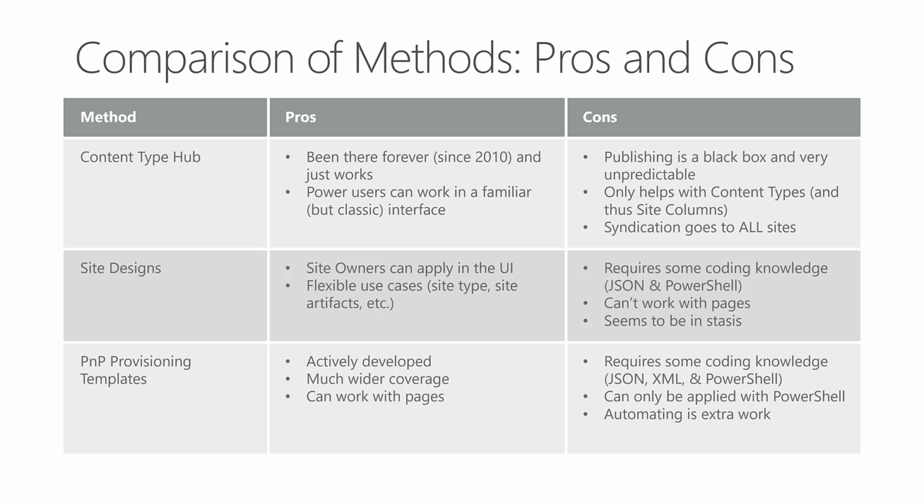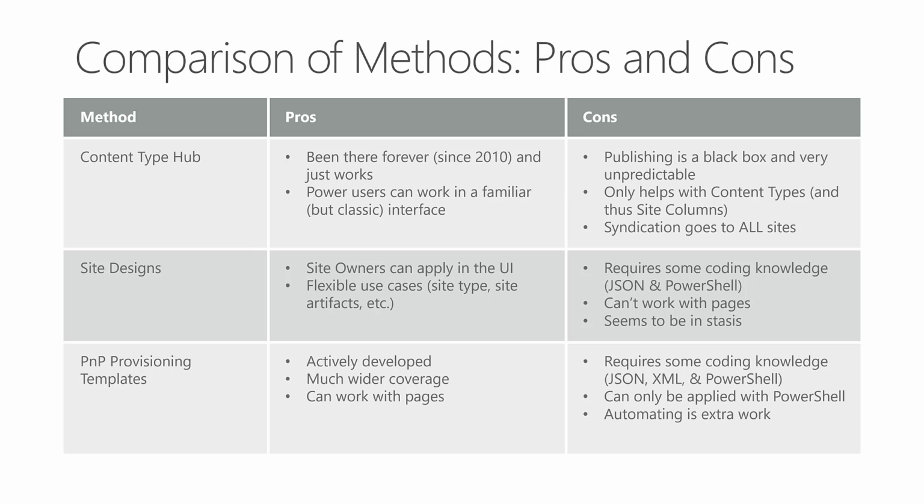It makes total sense to people who have that sort of library science kind of mindset, people who understand that way of thinking about information architecture. And it's been pretty much constant for a really long time, so it's very familiar. Another con, though, is that it really only helps with content types and thus site columns. Content types are made up of site columns and then have other special qualities. So we can't go any further than that. The content type hub does that for us, but it doesn't do any more.